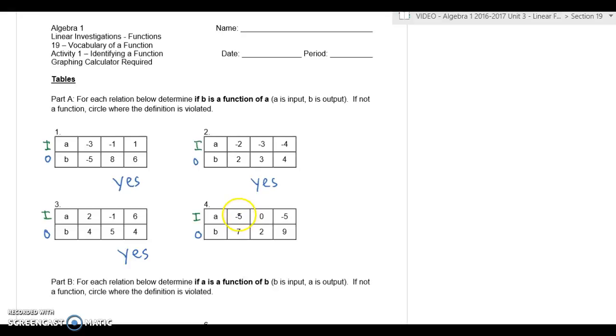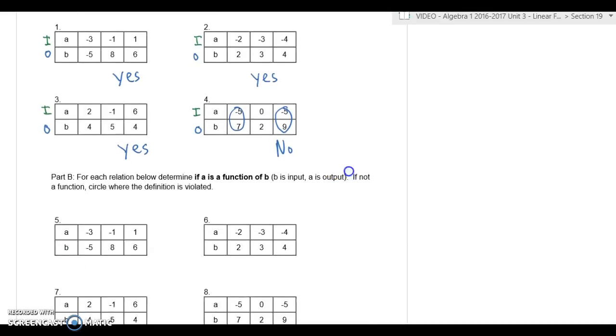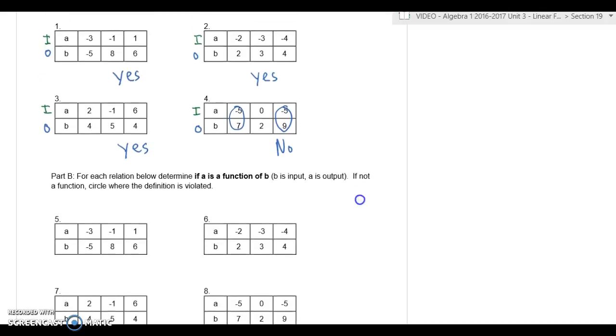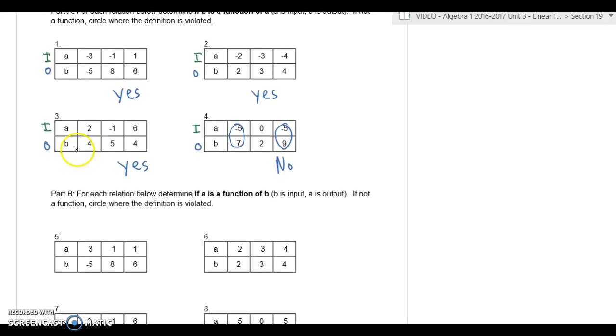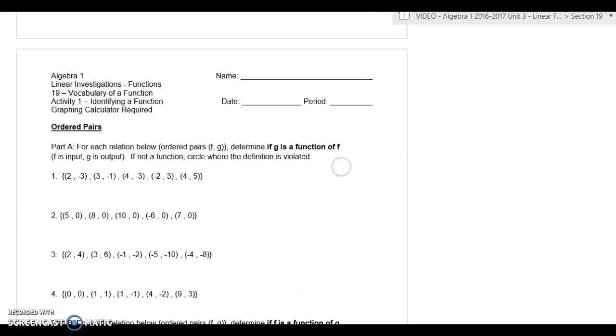But 4 isn't. If we have -5, that goes to 7, and -5 also goes to 9. That's an impossibility. We can't plug in one number and get 2 different ones out. So that is not a function. And part B of that, again, we're just reversing that. So if we looked at the relationships here, now B would be your input, and then A would be your output. So you're looking for any repeating inputs for B. So 3 would not be a function, but everything else would.